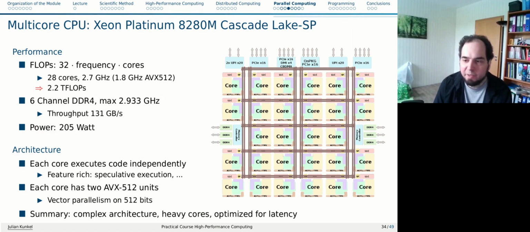And it has 6 memory channels, which is a throughput of 130 gigabytes a second, and it needs 205 watts to drive this Platinum processor. Each core has 2 of these AVX units, so that means we have this vector parallelism, and then we have this parallelism on the ALU level, where we can execute multiple instructions at the same time. It's a very complicated architecture. I don't want to go into further details, but inside one core, there is a lot of things going on. Yeah, it has very heavy cores, and this system is optimized for latency.